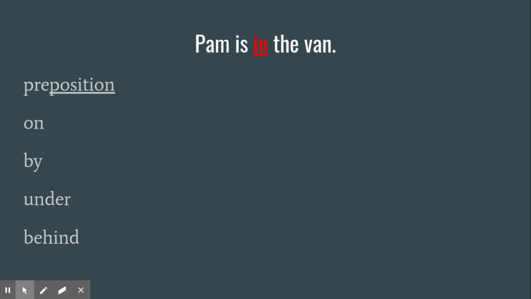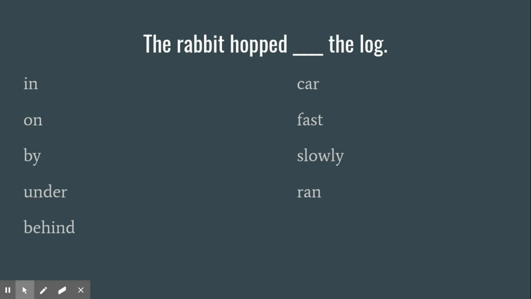I'm going to give you a cue sentence that I want you to use whenever you're trying to decide if a word is a preposition or if you're trying to think of a preposition to fit. The rabbit hopped blank the log. The rabbit hopped in the log. The rabbit hopped on the log. The rabbit hopped by the log. The rabbit hopped under the log. The rabbit hopped behind the log. All of those make sense.